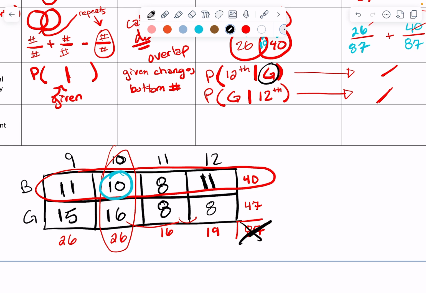I'm not looking at all 86 anymore, or 87 anymore. I'm only looking at the girls, right? There are 47 girls. So that's my new bottom number, 47, okay? Now, of those 47, how many are 12th graders?